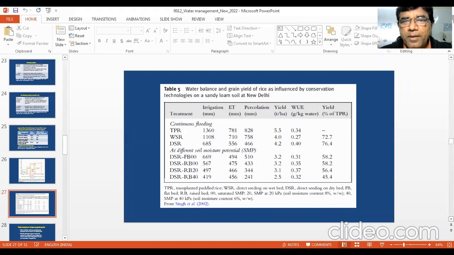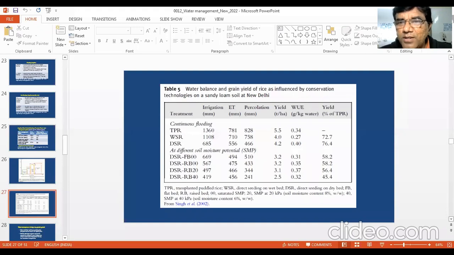See the ET. ET losses were highest in TPR and then less in WSR and DSR. Then percolation losses, you can see percolation losses were very low if it was DSR and comparatively higher if it was WSR, wet seeded rice. But in transplanted rice, you got highest percolation losses. And then yield also. Of course, you got highest losses of water in TPR, but your yield was 5.5 tons per hectare. Similarly, in wet seeded rice, yield was 4. In DSR, 4.2. Similar yields in WSR and DSR.